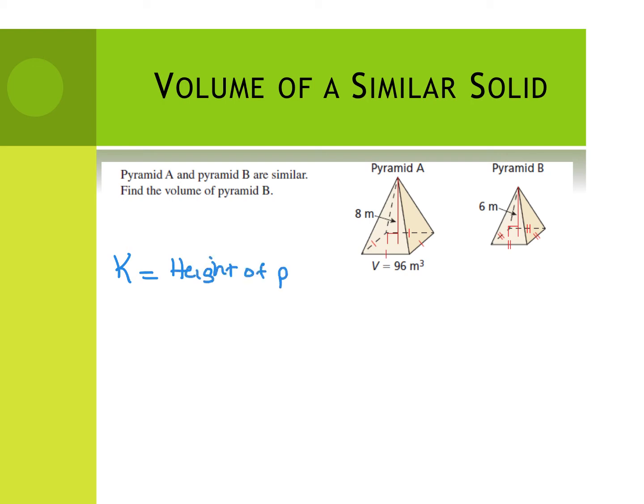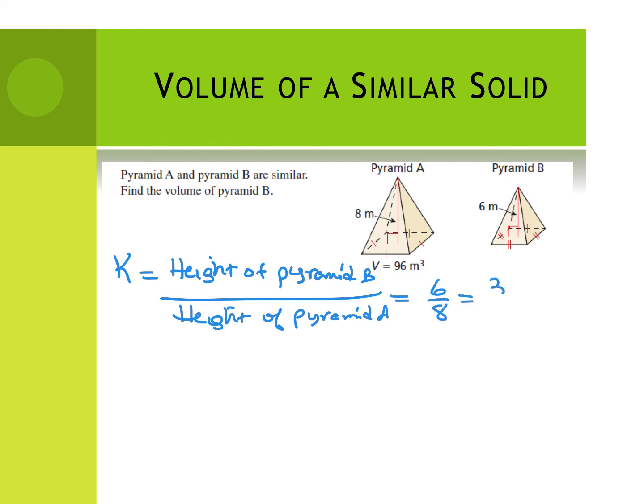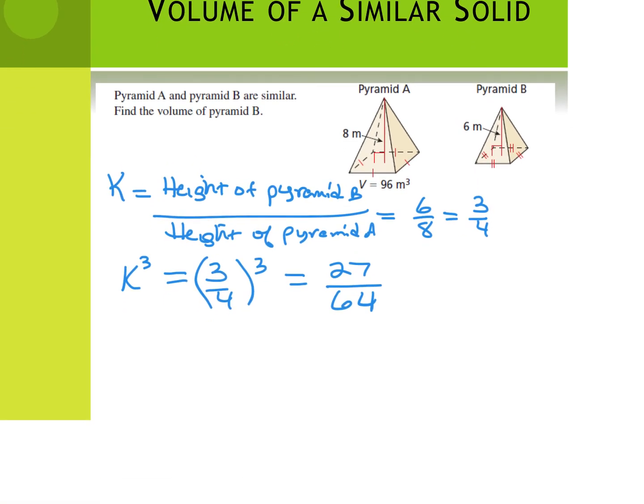of pyramid B, pyramid B over the height of pyramid A. So I'm going to do 6 over 8, which simplifies to 3/4. That's K. Now, for K cubed, which is what I need for volume, I take the 3/4 and I'm going to cube it, and this gives me 3 to the 3rd power is 27, 4 to the 3rd power is 64. And now notice I did B over A.